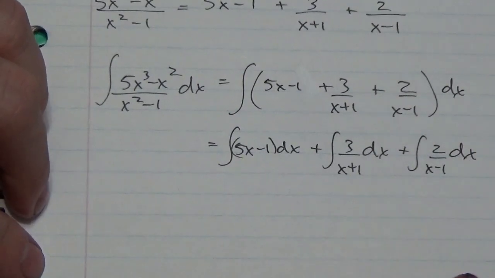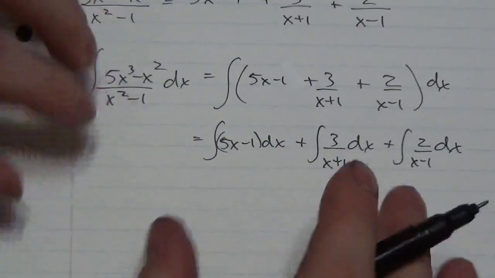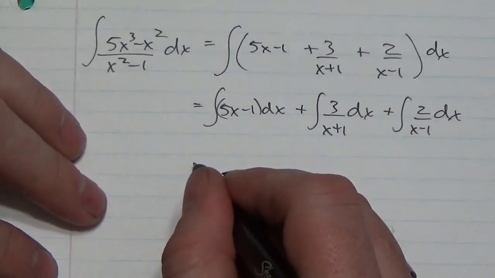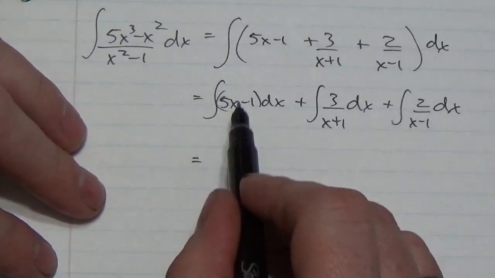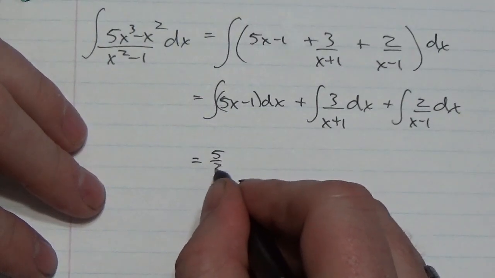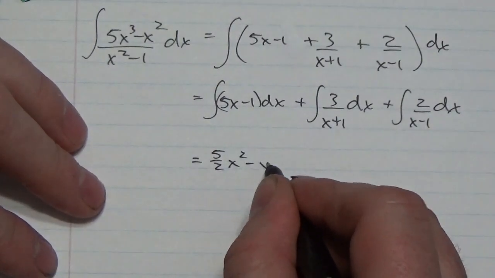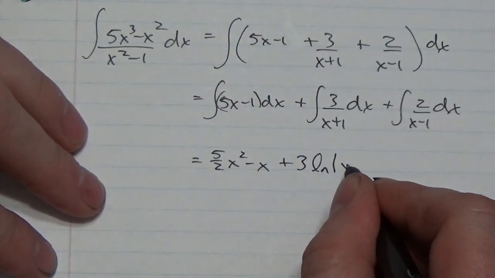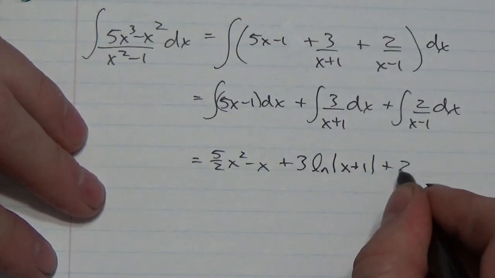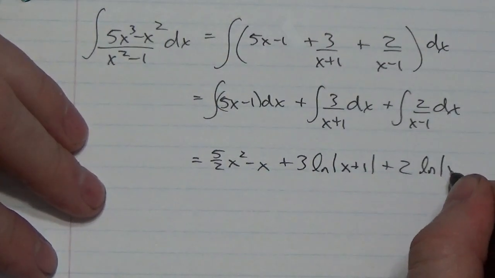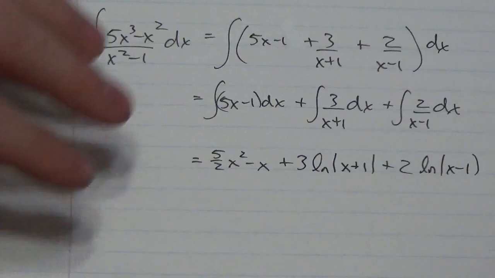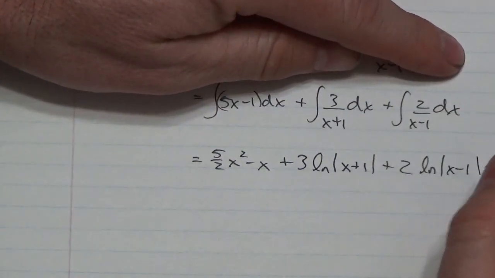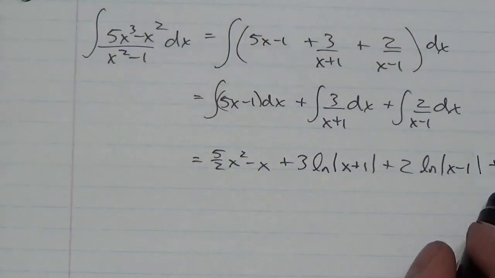And I know a lot of you wouldn't need to do that at all. You would basically just jump to the final answer, but I felt somewhat obliged to do that. And so now, taking the antiderivative of this is going to be (5/2)x² - x, plus 3 multiplied by the natural log of the absolute value of x + 1, plus 2 multiplied by the natural log of the absolute value of x - 1. I should have said absolute value before. In fact, I wrote the absolute value, I just didn't say it. Plus my arbitrary constant.